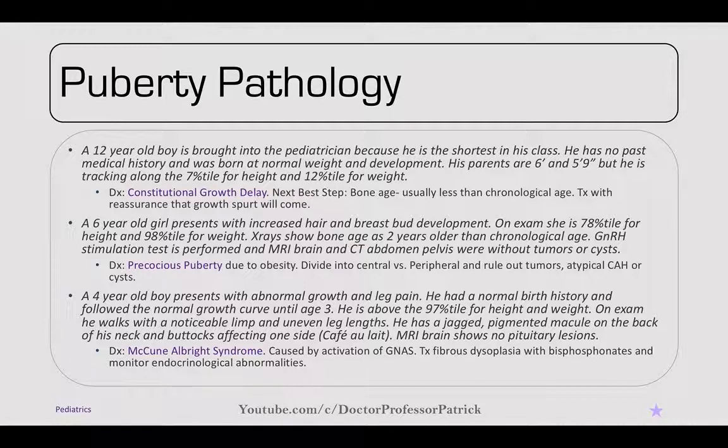Last, we've got a 4-year-old boy presenting for abnormal growth and leg pain. He's had a normal birth history, and he follows the normal growth curves until age 3. He's at the 97th percentile for height and weight, and on exam he walks with a noticeable limp and uneven leg lengths. He has jagged teeth, a pigmented macule on the back of his neck and buttocks, and affected one side, so that would be a cafe au lait spot. MRI of the brain shows no pituitary lesions again, and this is McCune-Albright syndrome. It's caused by activation of GNAS, and you treat the fibrous dysplasia with bisphosphonates, and you need to monitor for endocrinological abnormalities.